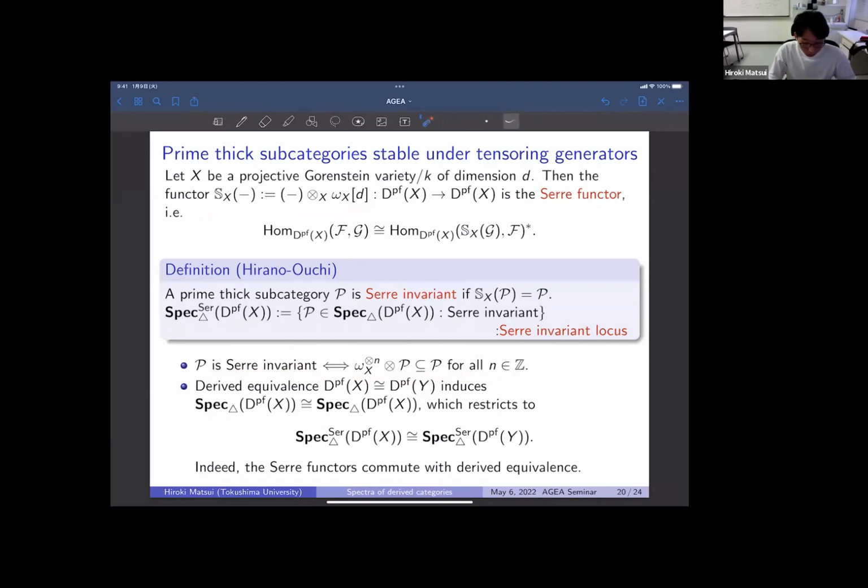And if there exists a derived equivalence between the perfect derived category of X and the perfect derived category of Y, then since this is an equivalence of triangulated categories, this induces a homeomorphism between triangular spectra. And actually, this homeomorphism restricts to a homeomorphism between cell invariant loci. Indeed, cell functors commute with derived equivalence.